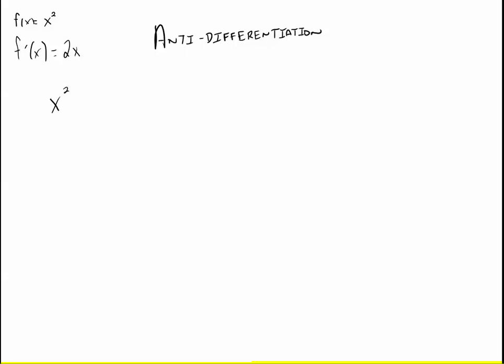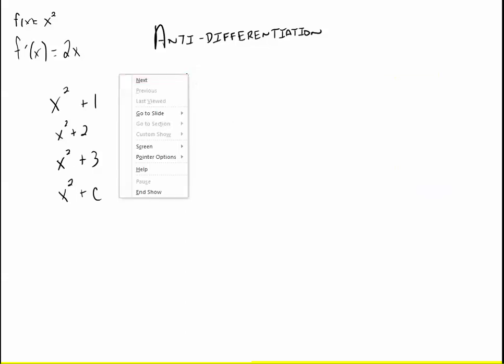But because it could be x squared or x squared plus 1 or x squared plus 2 or x squared plus 3, and we're not sure which one of those it necessarily is, we would say it's going to be x squared plus c, because we don't know exactly what the constant would have been. The process of anti-differentiation is also called integration.